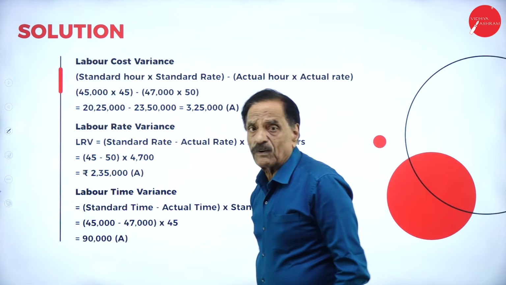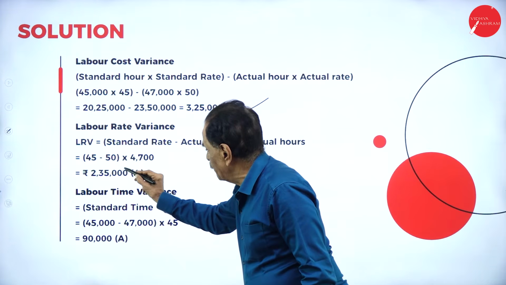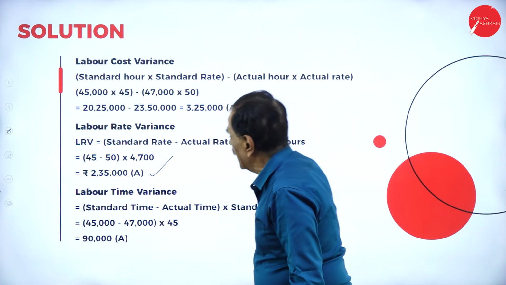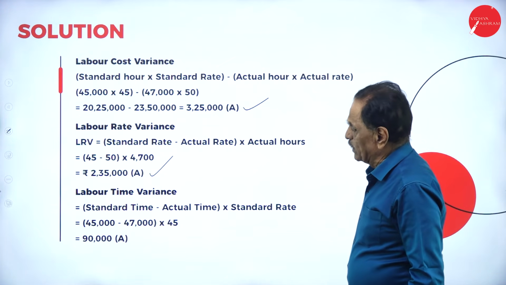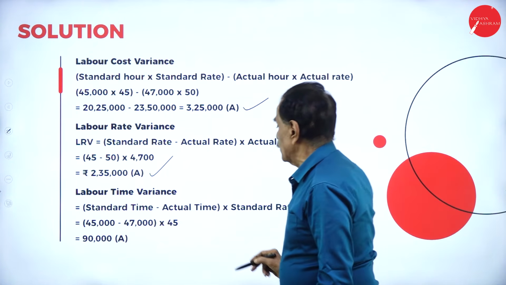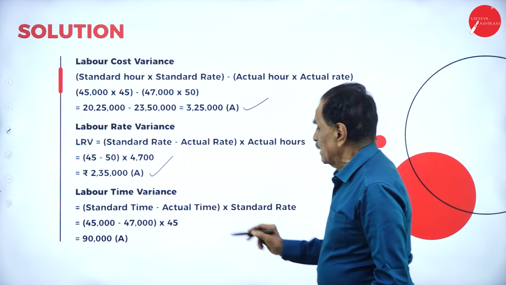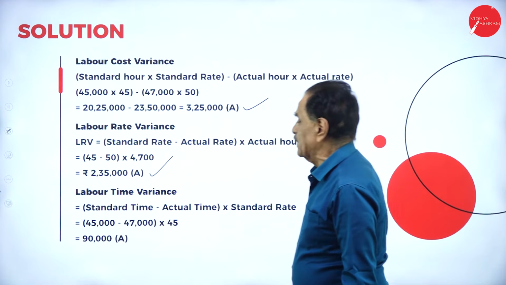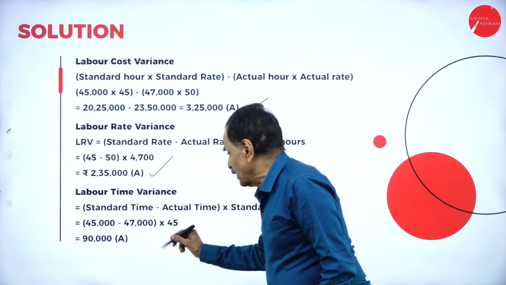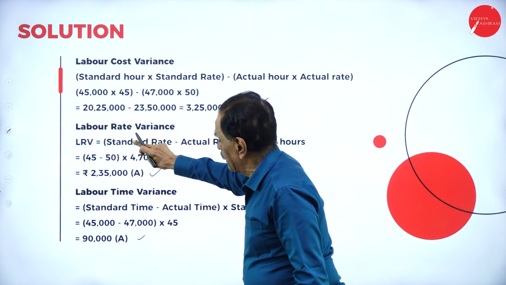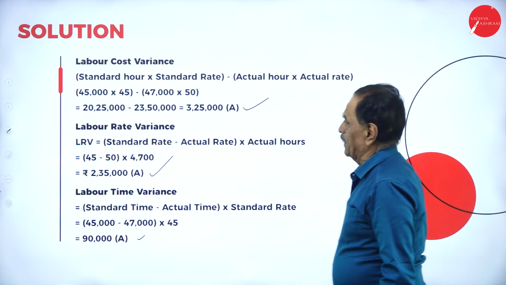Your standard rate is 45. Your actual rate is 50. Multiplied by 4,700, it works out to 2 lakh 35,000 adverse. Labor time variance: standard time minus actual time into standard rate. Your standard time is 45 minus actual time is 47 multiplied by 45, adverse. So LCV should be equal to LRV plus labor time variance.